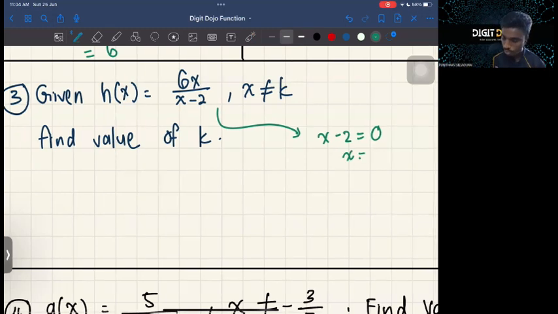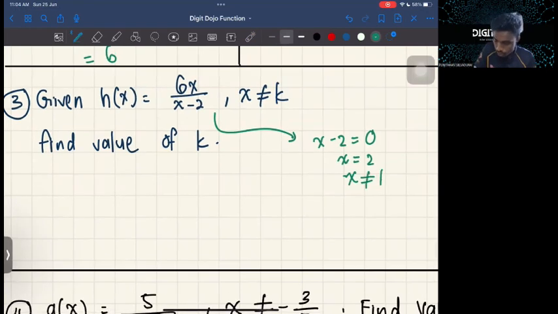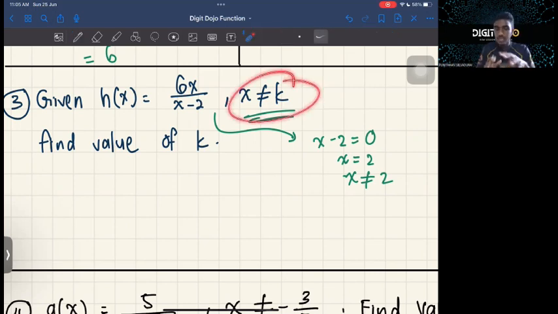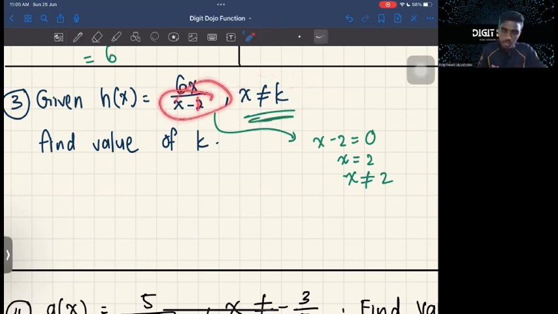Your x is 2. I know that your x cannot be 2. If your x is 2, you're going to get 0. So your x can never be 2. You are going to get this conclusion: x is never 2. And they say that x can never be k. You can see this information only if you got this fraction. Only if there is a fraction, then they will give this information.